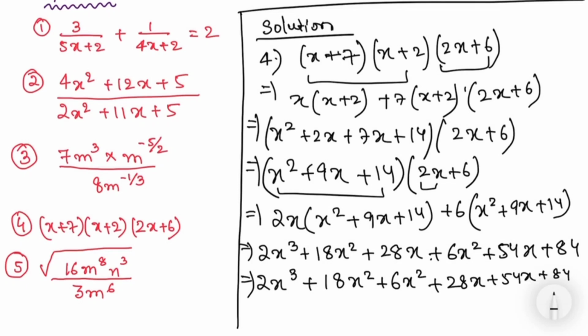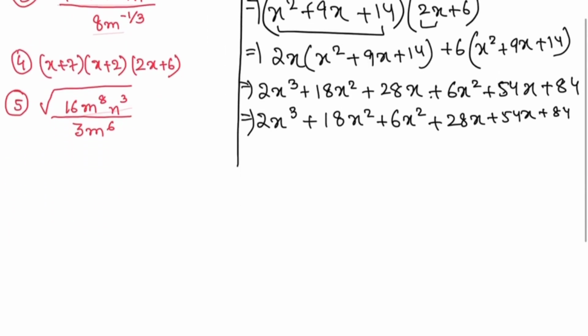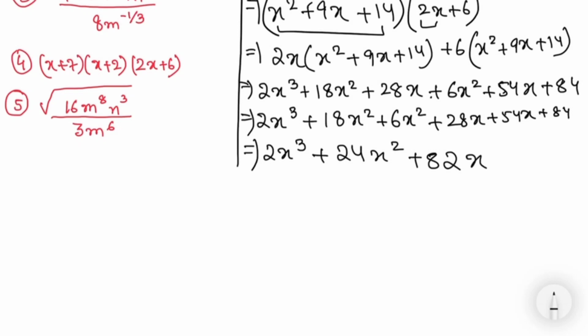Okay, now simplify it further. So what can we write? 2x cube plus, now 18 plus 6 is how much? 24x square plus 82x plus 84. Okay, and that's your final answer, because x cube is only one, x square we have solved, x we have solved, 84 is there, so we cannot solve it further. Okay, I hope it's clear.